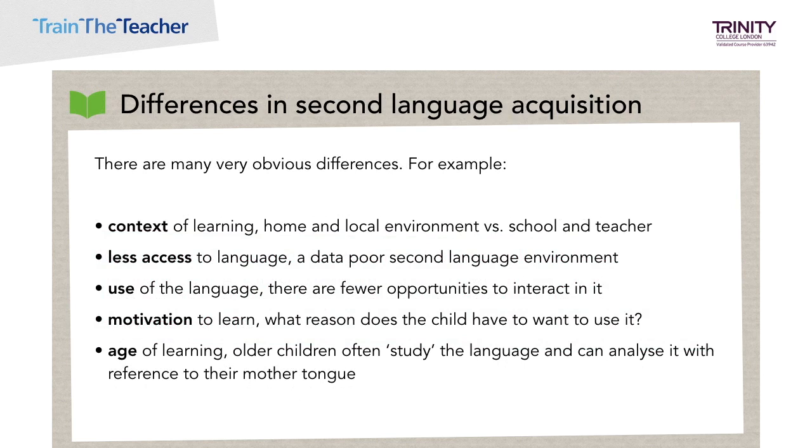Context of learning. Home and local environment versus school and teacher. This is a very obvious difference. Access to language. Children learning a second or third language are often within a data-poor environment. They don't have so much access to language that's comprehensible. And use of the language. They have fewer opportunities to interact in it.